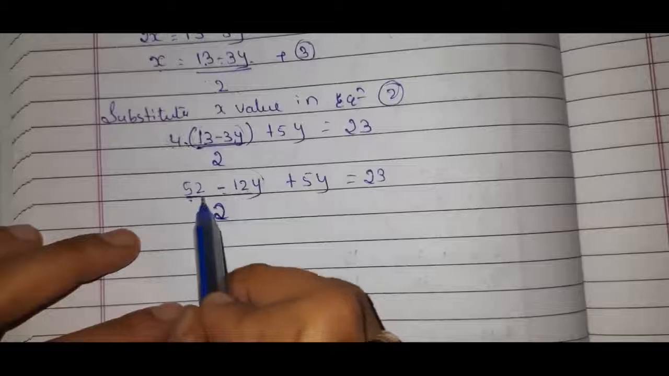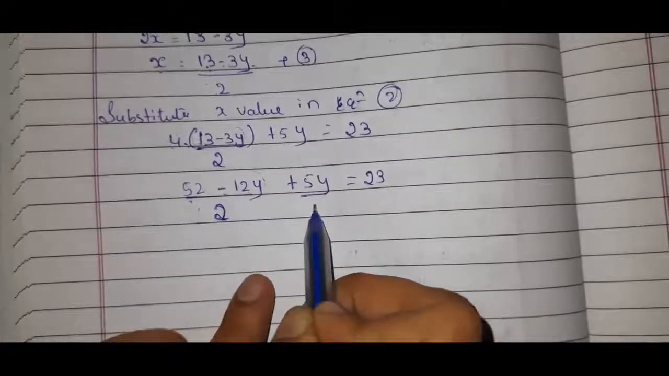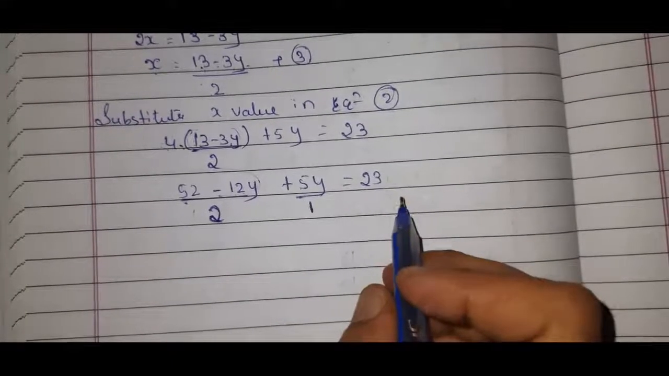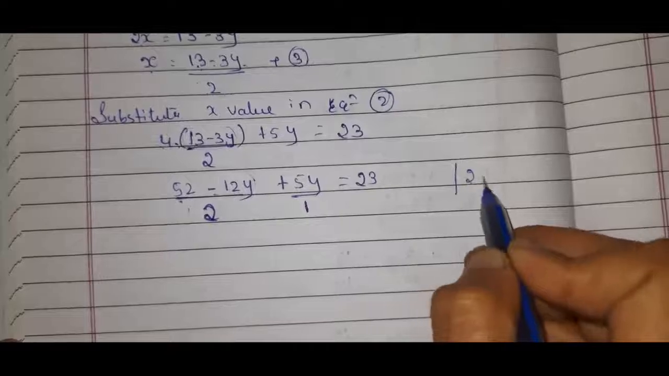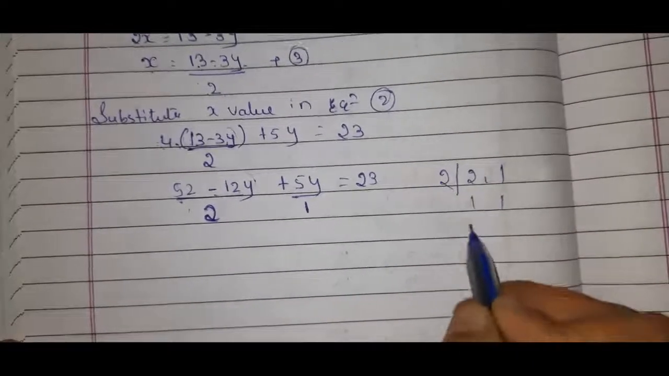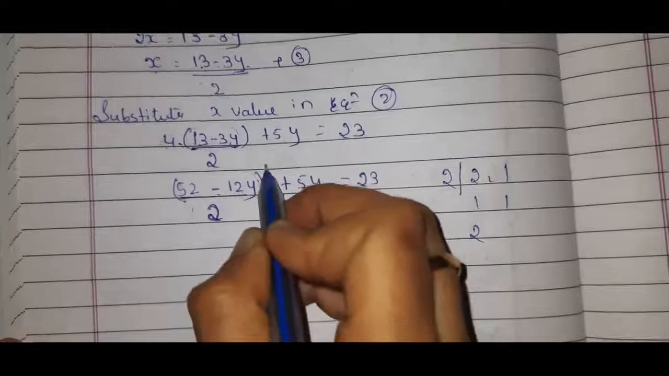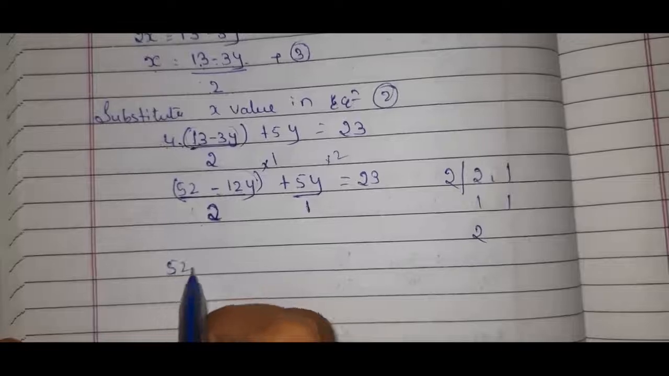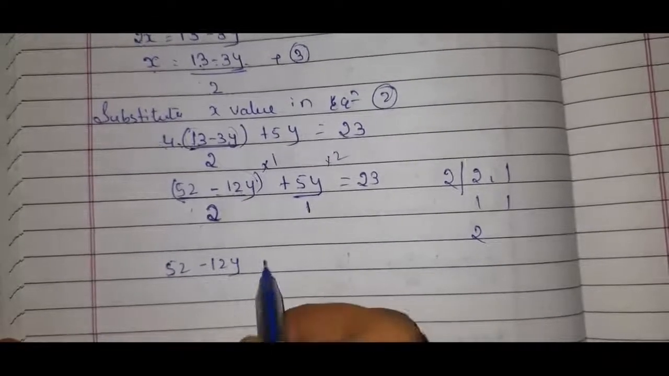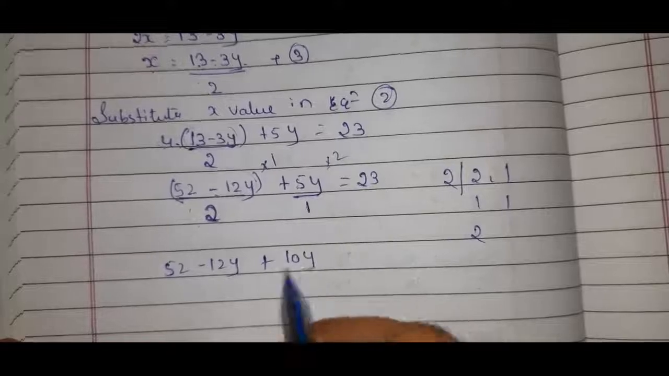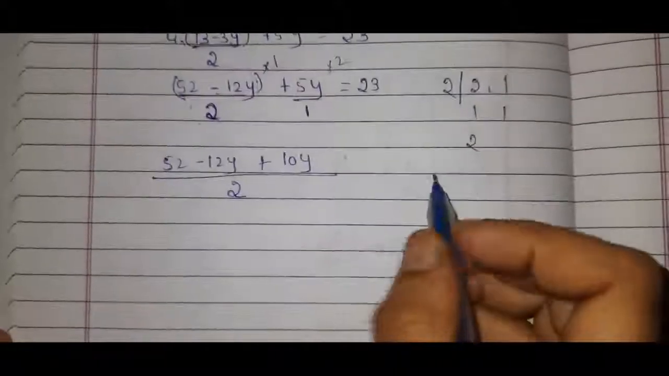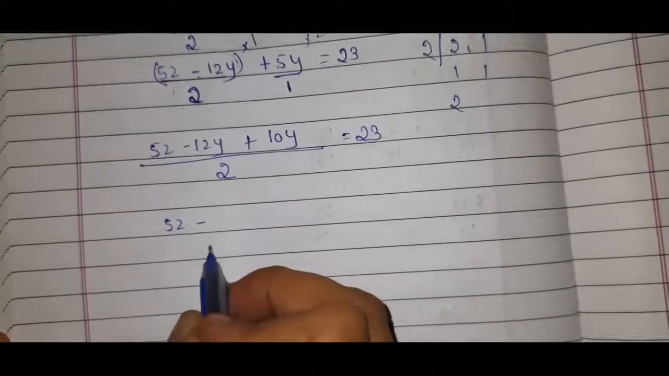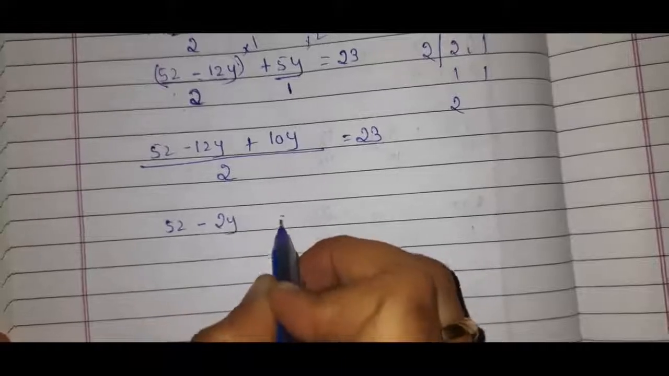So first take the LCM. If there is no value, we have to consider it as 1. Now what is the LCM here? 2 and 1, the LCM is 2. So take here 1, 2 and take here 2. 52 ones are 52 minus 12y plus 5 twos are 10y, whole divided by 2 equals 23. 52 minus 12y plus 10y is minus 2y.